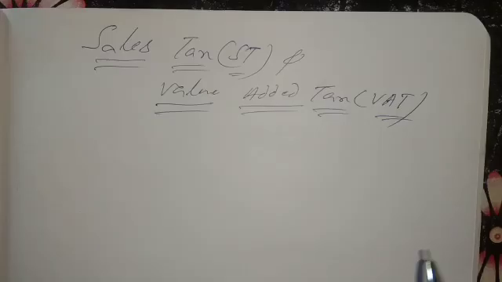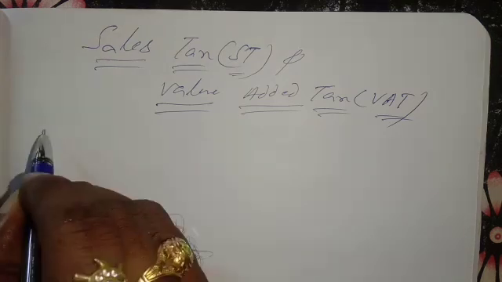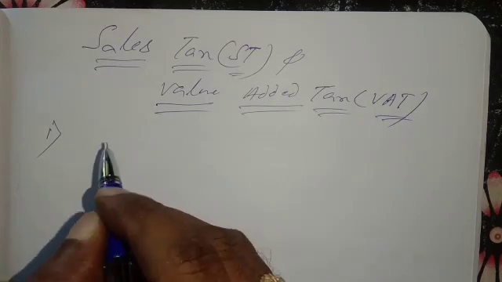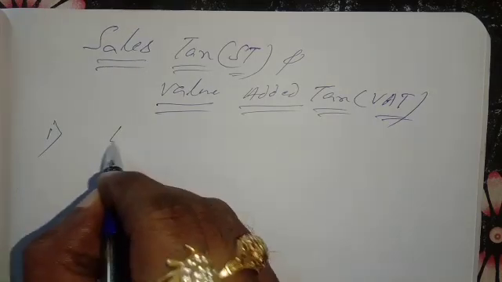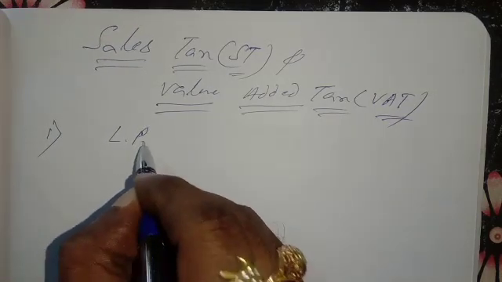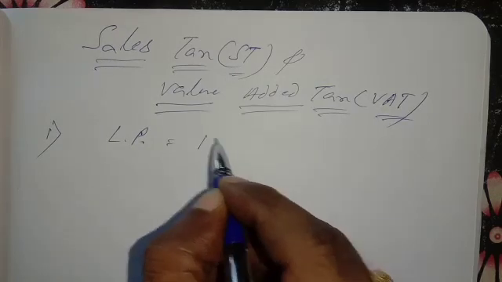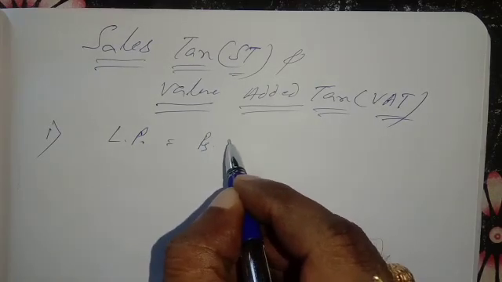Good morning to all. Today our chapter is percentage, application of percentage. One of the parts is sale tax and value added tax. How to calculate? See, one question given: the list price of a refrigerator. List price means basic price of a refrigerator.